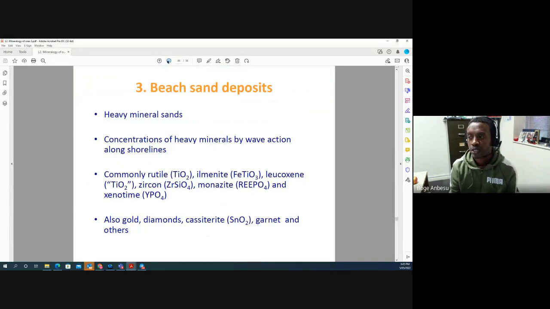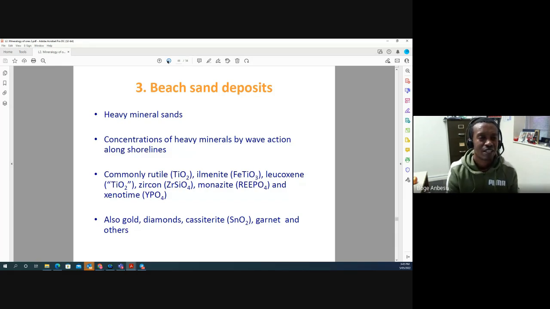Okay, so beach sand deposits, maybe you are again familiar with this, but these are essentially heavy mineral sands. Again, they are common in seashores, and they happen to the present day. You can actually see heavy mineral sands accumulating by the action of the waves in seashores. It's commonly observable here in Australia or some other countries where there is coastal activity.